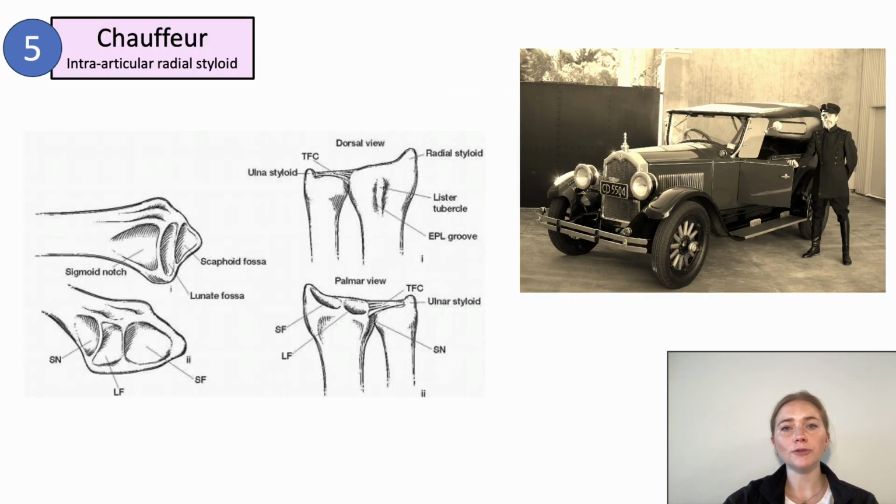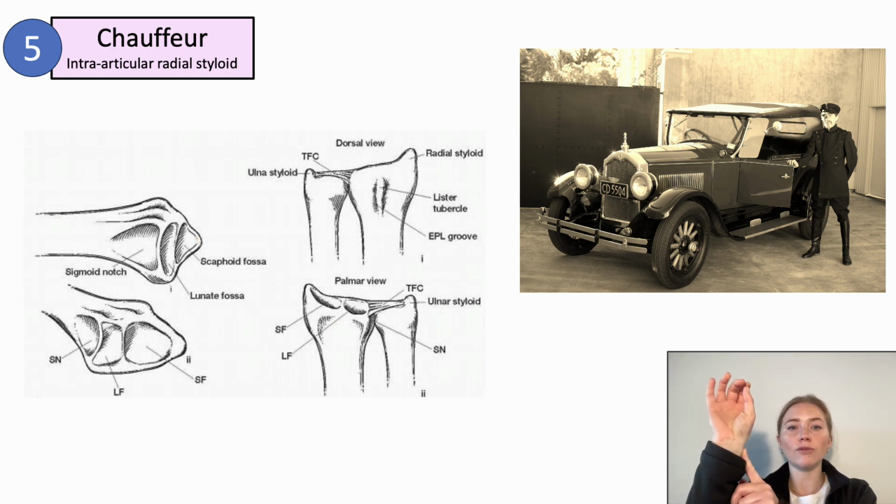The final type of distal radius fracture we will discuss is the radial styloid or chauffeur fracture. This is once again an intra-articular fracture that involves the radial styloid. In the image, you can see that the radial styloid is a projection of bone on the radial lateral side of the radius. You can feel it on your own wrist as the projection of just where your forearm meets the base of your thumb.